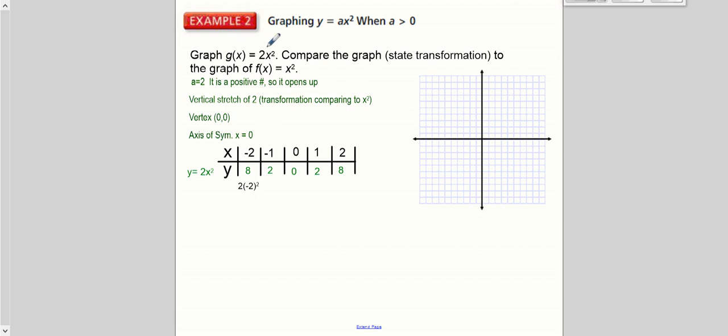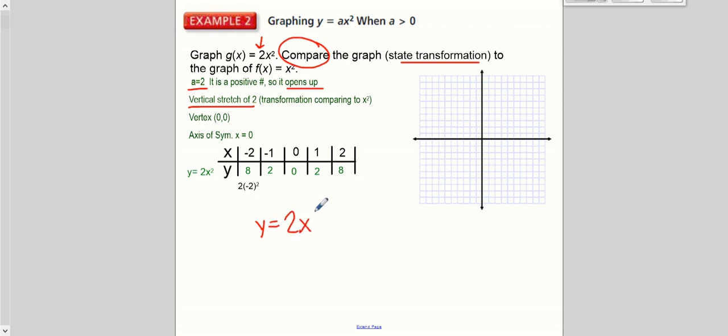Graph g of x equals 2x squared. Compare the graph to the graph of f of x equals x squared. So what's changed from x squared to 2x squared? We now have a 2. So the a value is 2. It is positive, so it opens up. When it says compare the graph, that means state the transformation. The transformation is that we have a vertical stretch of 2. Describe other things. We have a vertex of 0, 0.